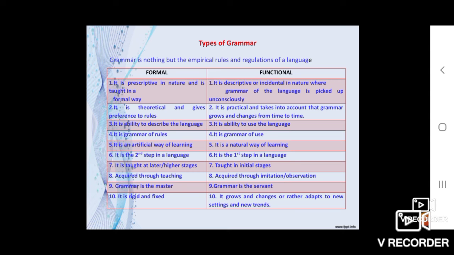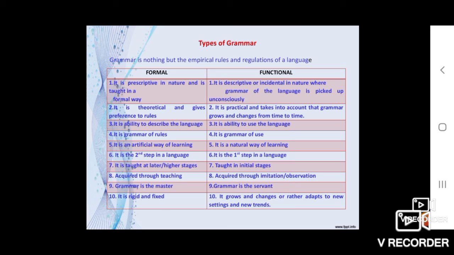Then formal grammar is the master here, and functional grammar is the servant. Means for non-English speakers or students, they have to get mastery over the English language, and they must know each type of grammar, grammatical operations, and subtopics, and they must be very familiar. But here, all the students or learners are much familiar with the concepts, with sentence construction, and with its operation.